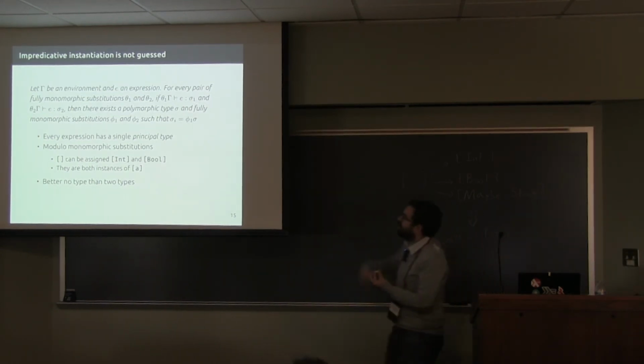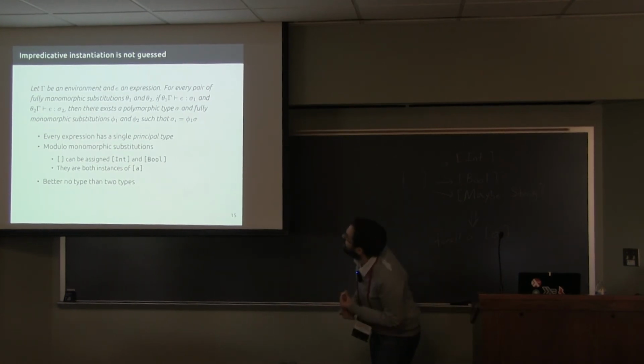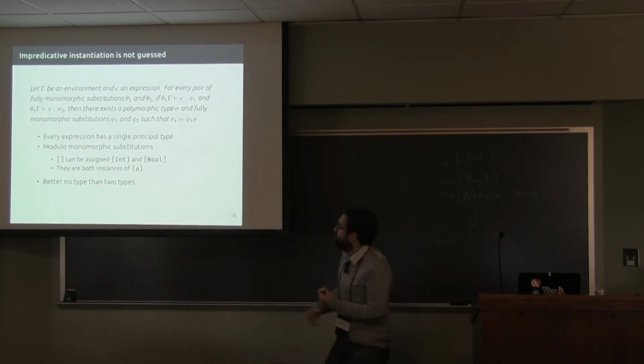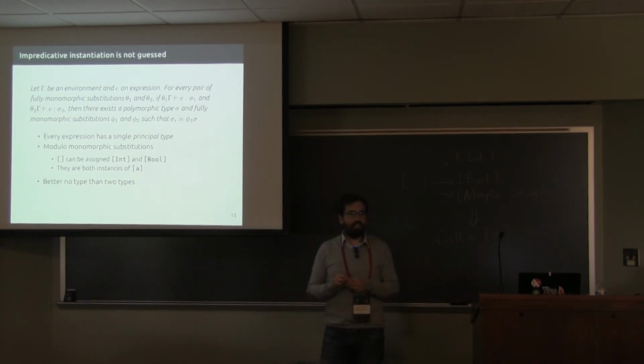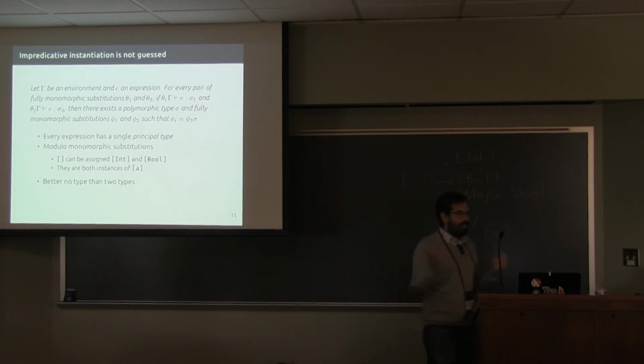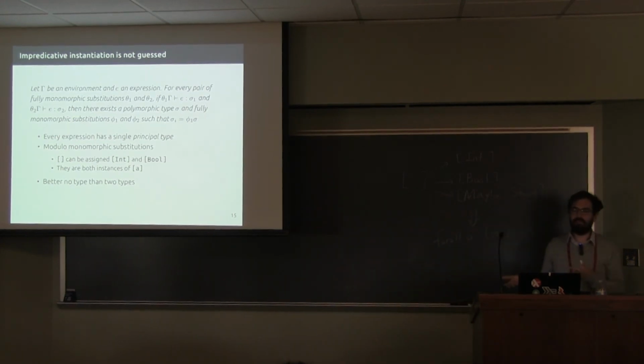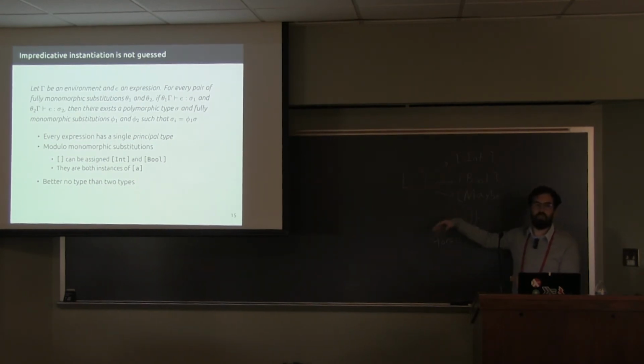So this is what the theorem is saying, but the idea here is we would rather have no type than two types. So instead of making a guess, if we cannot make a guess, we say we cannot continue. But in the other cases, if we say, yes, your code is OK, that means that we can always find this principal type, which is the least restrictive type you can give, which you can then instantiate to everything you want.